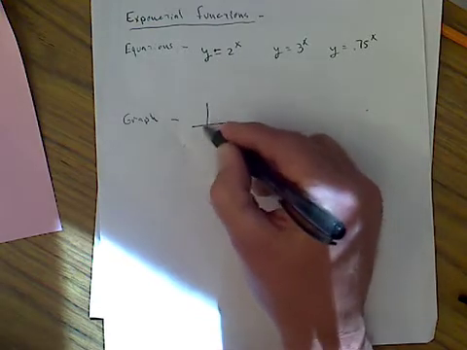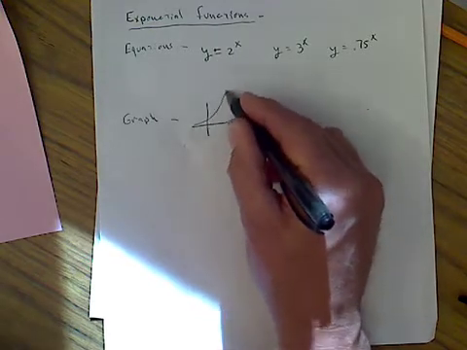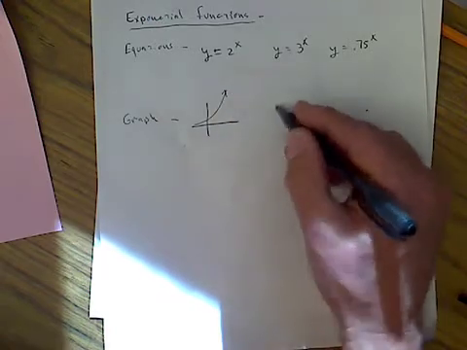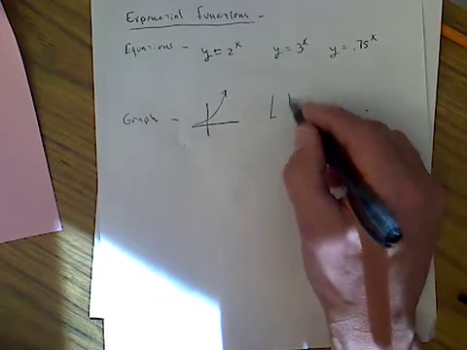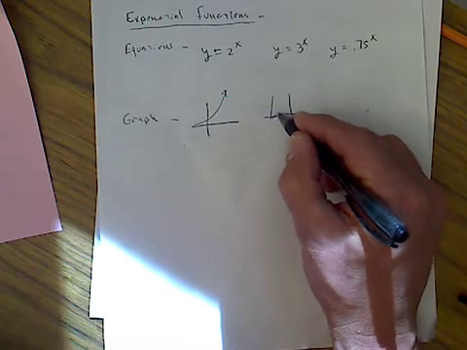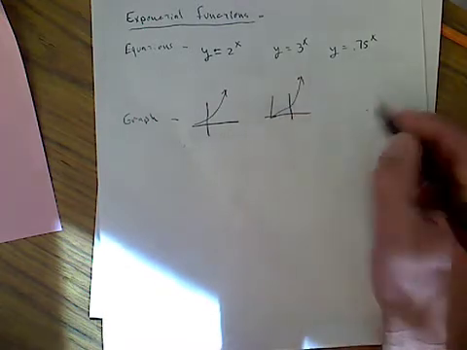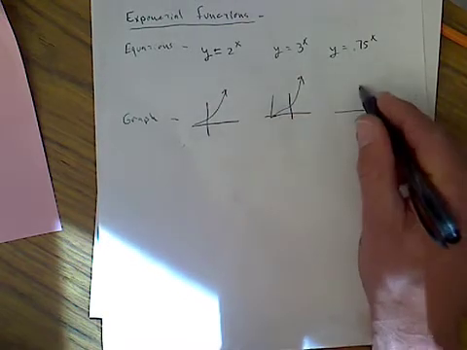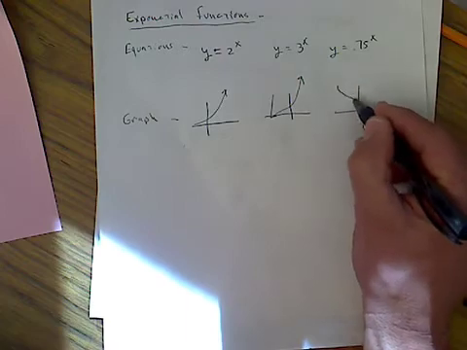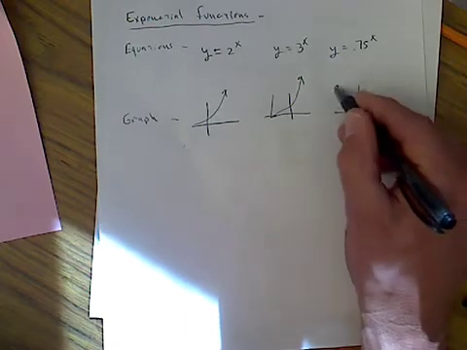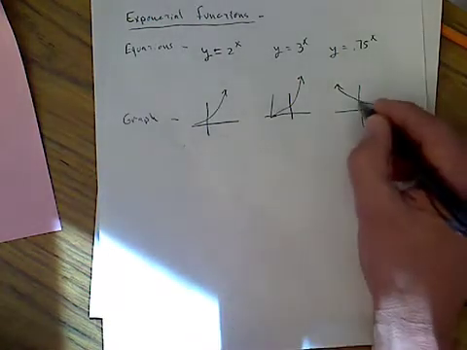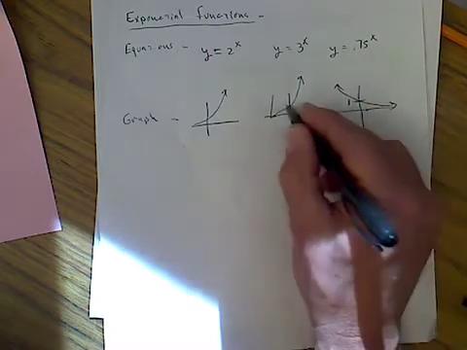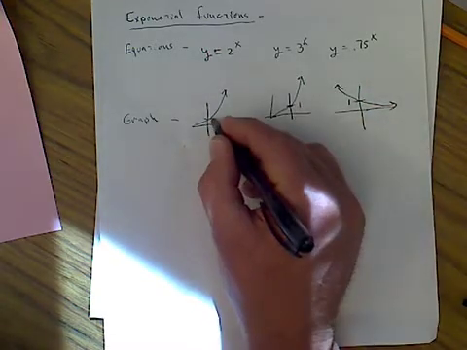Now, we noticed that 2 to the x looks kind of like this, and 3 to the x looks similar, but just goes up a bit steeper. And we notice that 0.75 to the x comes in for landing. And we notice that all of these have a y-intercept of 1.